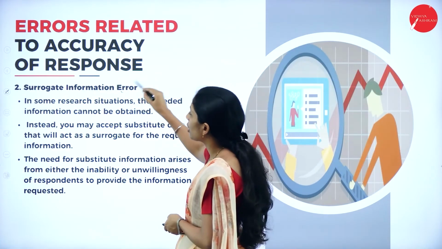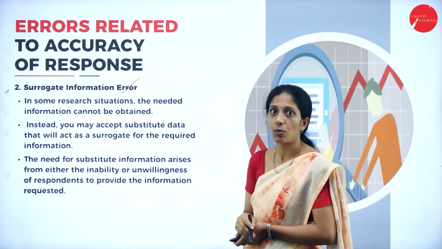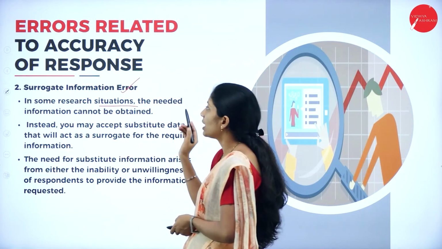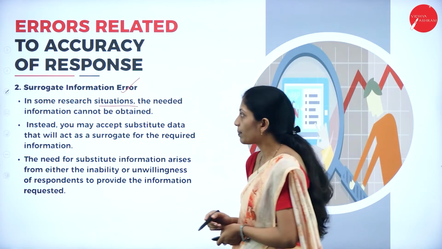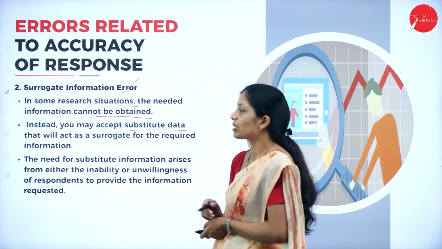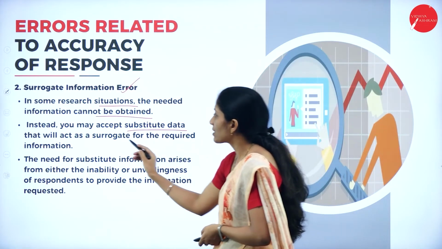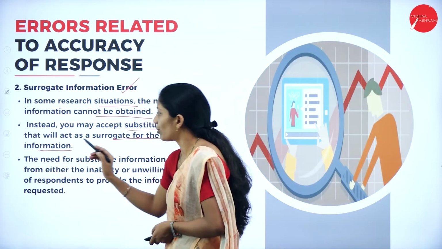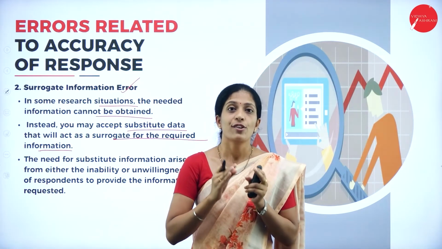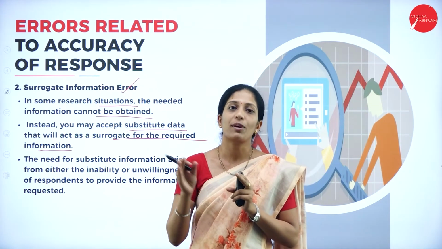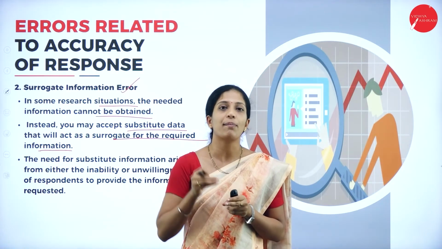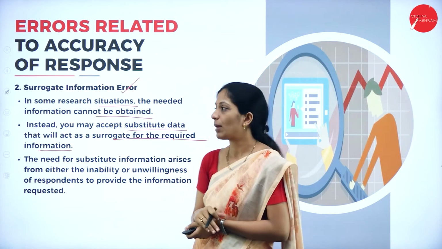Next one is surrogate information error. Now what do you mean by surrogate information error? In some research situations, the needed information cannot be obtained. Instead, you may accept substitute data that will act as a surrogate for the required information. When the researcher does not get the exact information, he will replace the data with some other data. So they are termed as what?